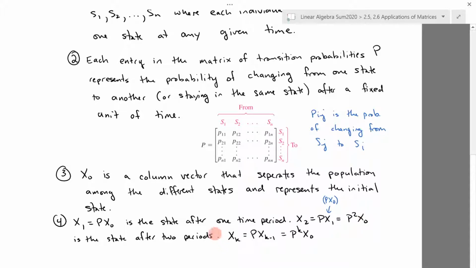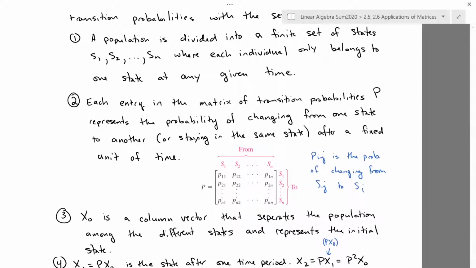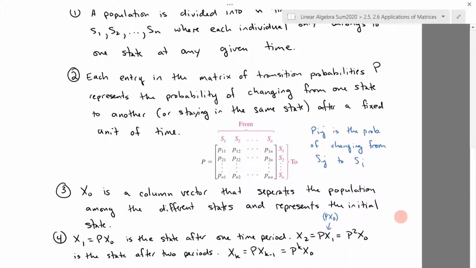And we can continue this for any number of time periods, right? So x sub k will be calculated as P times x sub k minus 1. So each successive state is calculated by taking the previous state and multiplying by P. And again, this is equivalent to just starting from the initial state and transitioning k times. Okay, so this is the basic setup for how we use stochastic matrices. And now we're going to take a look at an example.